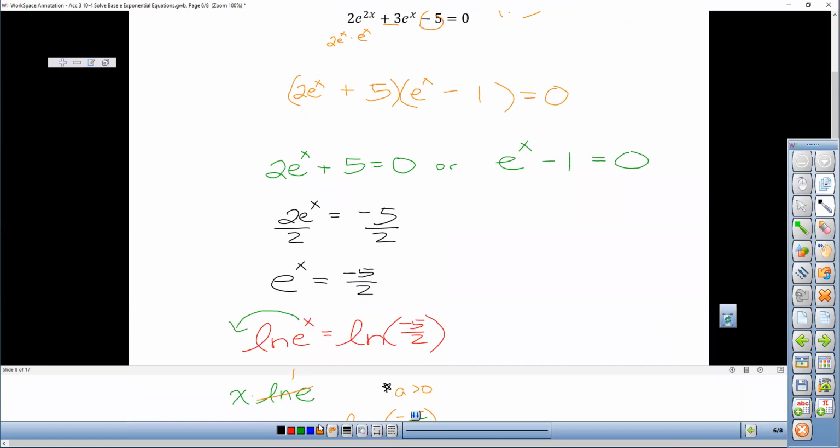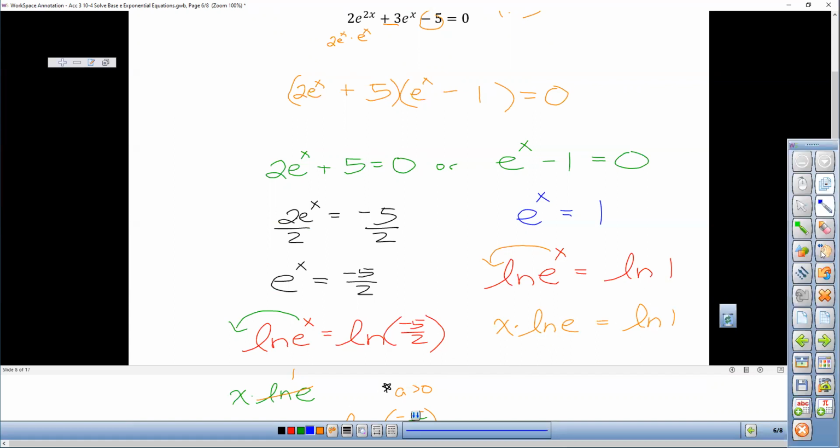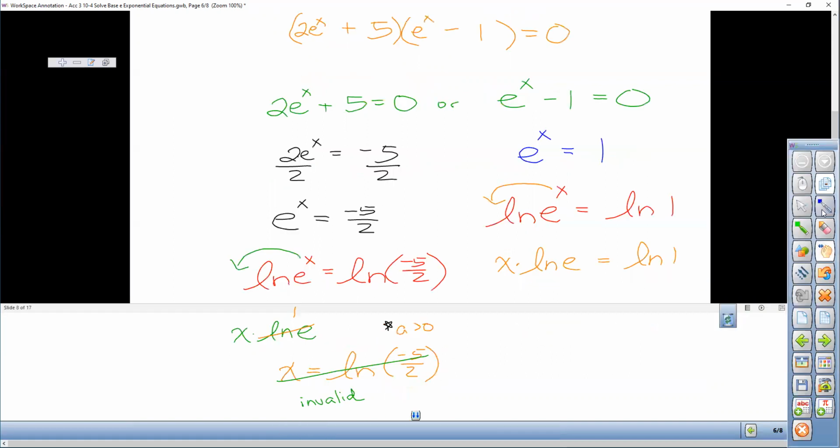Back up here, adding 1 to both sides gives me e to the x equals 1. Now I can take my logarithm of both sides, natural logarithm. I can undo my exponent with my power property of logarithms. And here again, instead of dividing, I should recognize that's 1. X times 1 is x.